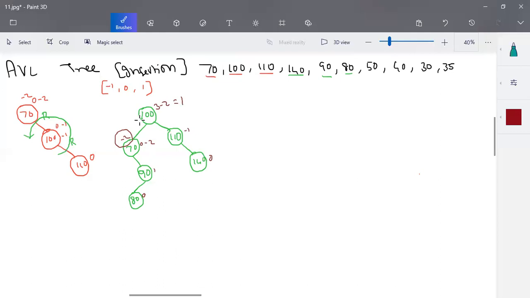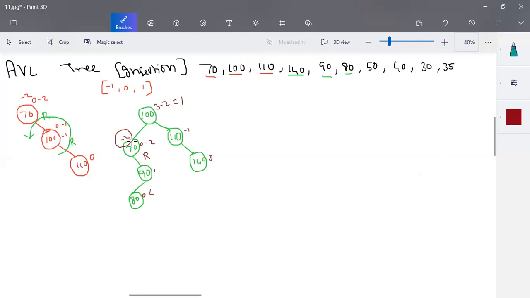So what does minus 2 mean? An imbalance occurs. The balance factor should lie at either minus 1, 0 or 1. It should not go to minus 2 or 2; that is not allowed here. So what do we have to do? We have to perform a rotation here. And what kind of rotation is needed? The imbalance occurs as minus 2. Minus 2 actually means there is an imbalance on the right side and then left, so we need an RL rotation to be performed.